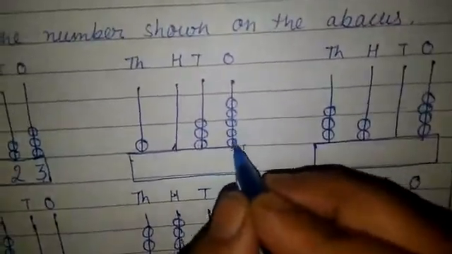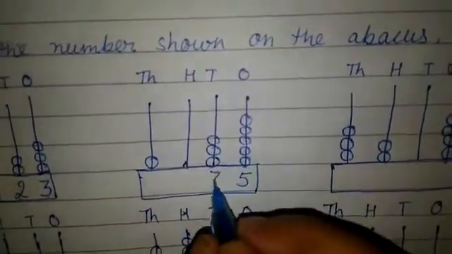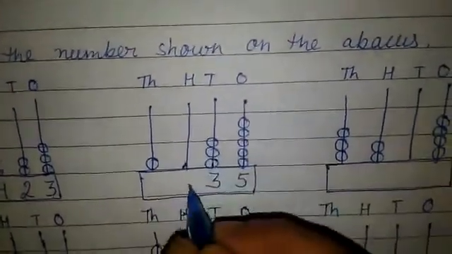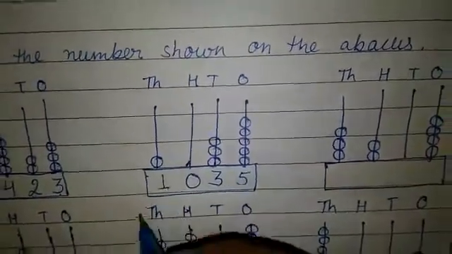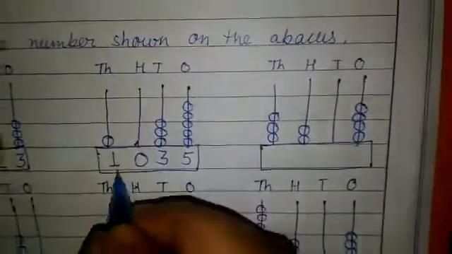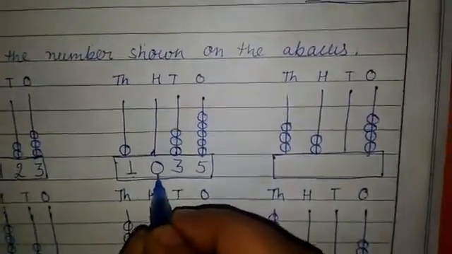Now the next one. In ones place 1, 2, 3, 4, 5. Tens place 1, 2, 3. No beads in hundreds place, so you mention 0. And thousands place is 1. So our number is 1,035 because there is no bead in hundreds place.